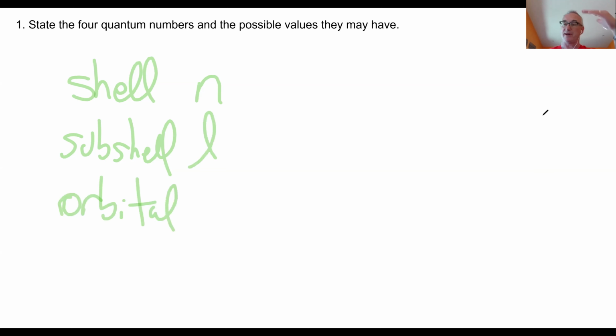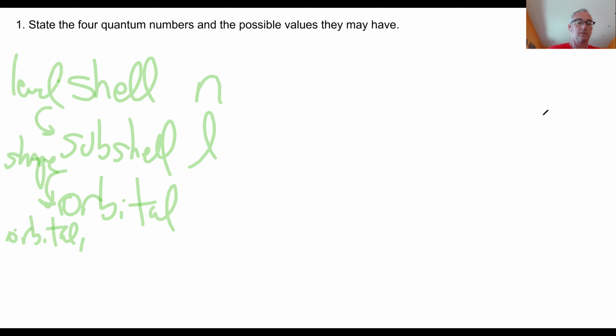which tells us. And remember, each time we go down, we're getting more and more information. So the first one tells us basically what level it's on. And then we get more information. We say what shape the orbital is that it's in. And the third one, where in that orbital. Basically, it's the orbital address, because we know there's a bunch of different ones and a lot of different shapes. Which one is it? And then finally, it's the electron spin itself.